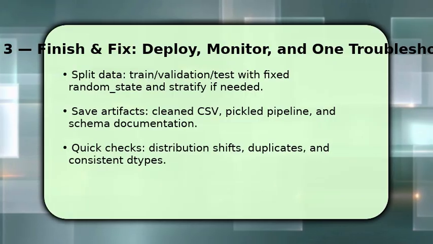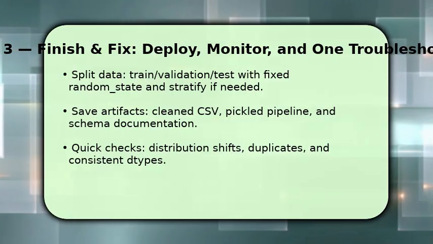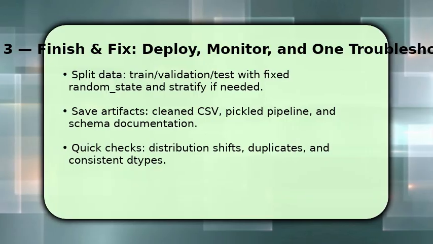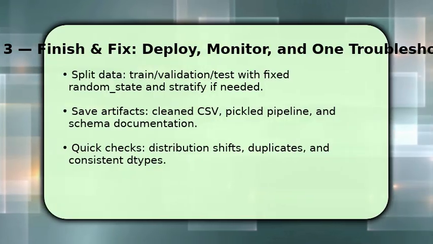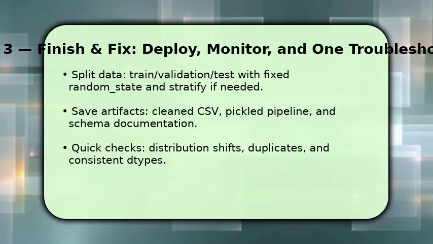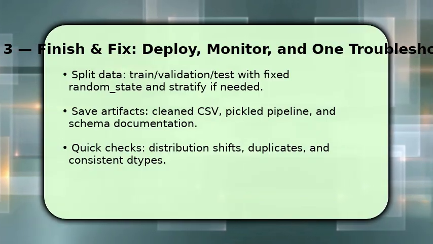null allowances. Finally, run quick checks for duplicates and distribution shifts between splits. If something goes wrong, rerun the pipeline end-to-end and compare intermediate outputs to isolate the error.